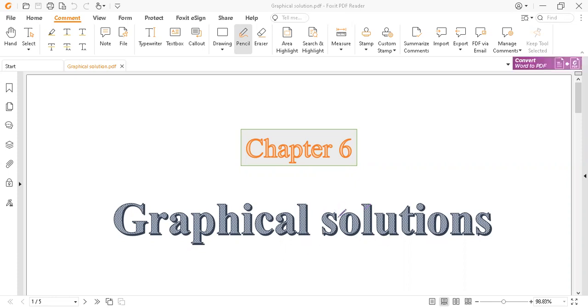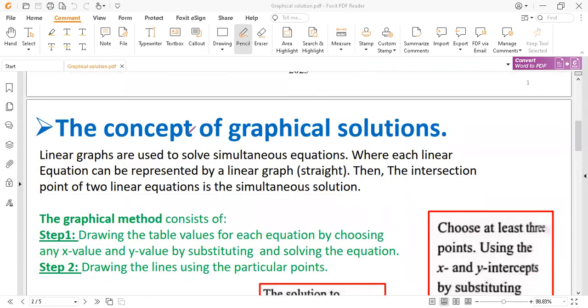So in this session, we want to graph linear equations in a pair x, y, to find the intersection point of these equations. So first of all, what is the concept of graphical solutions? We know that linear graphs are used to solve simultaneous equations because each linear equation is a straight line on the plane. So the graph of a linear equation is a line.